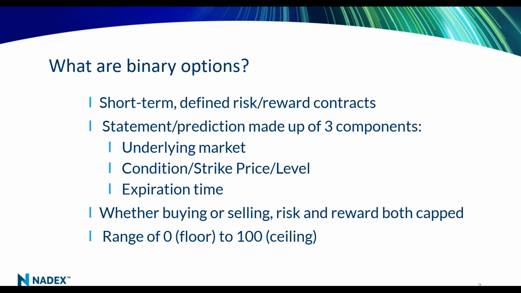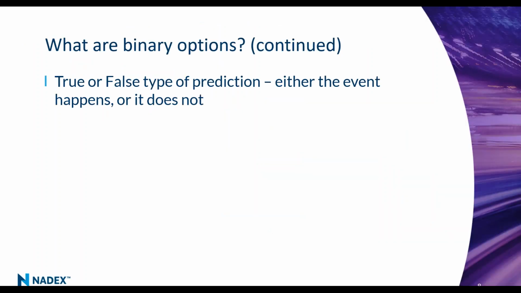Now, while the price of a knockout trades with the price of the underlying, the price of a binary option will trade in a range from 0 to 100. So 0 is the floor for a binary. It can't go any lower than 0, and it can't go any higher than 100. That is it. So let's talk about that.